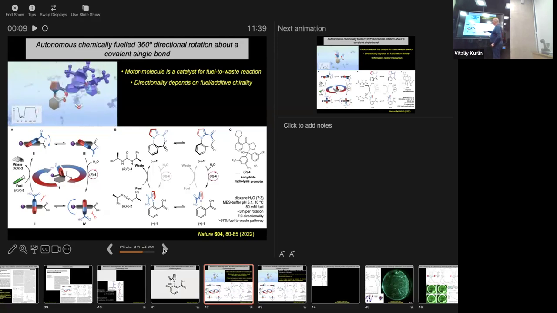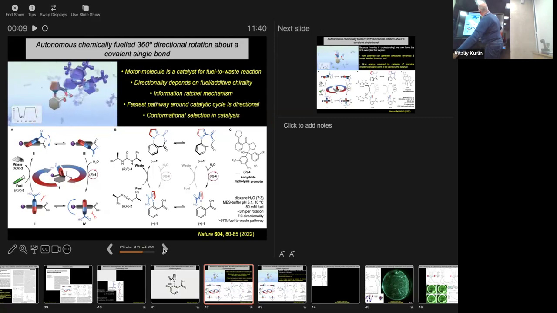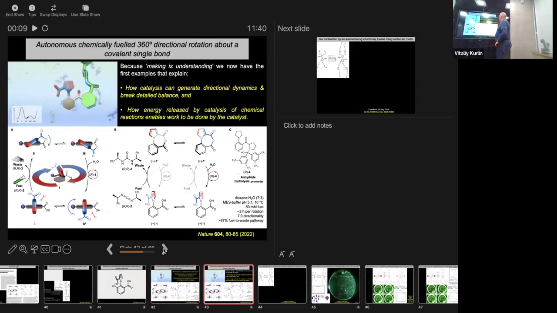Because you can choose the chirality of this fuel, you can make it rotate the other way around if you prefer, by just using an enantiomeric fuel system. The motor will rotate in the opposite direction, so you can make it rotate in either direction. It works through this Maxwell demon-like mechanism, and it's an example of conformational selection catalysis. Because we know exactly how that works, since we designed it, we have an example that shows how catalysis can generate directional motion and how energy can be transduced by a catalyst in this way.